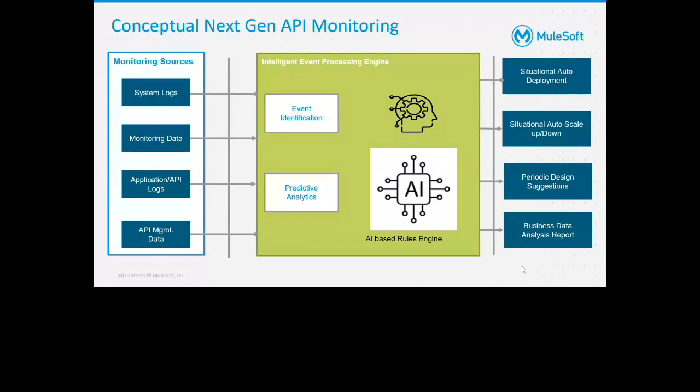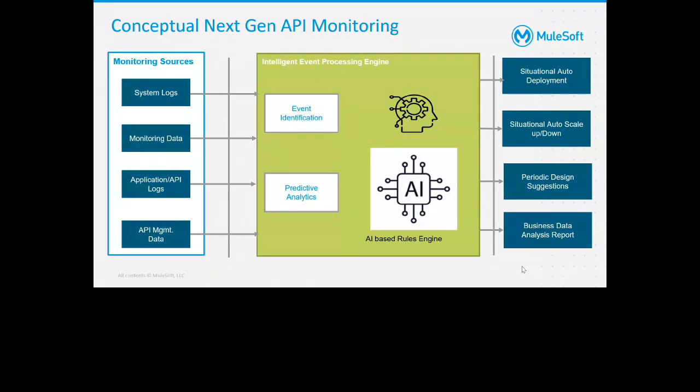Monitoring sources. It could be your system logs. It could be your monitoring data coming from any of your monitoring platforms. It could be your API and application logs, and then API management data. From API management data, we already discussed what kind of parameters we are measuring, and all of that, right?